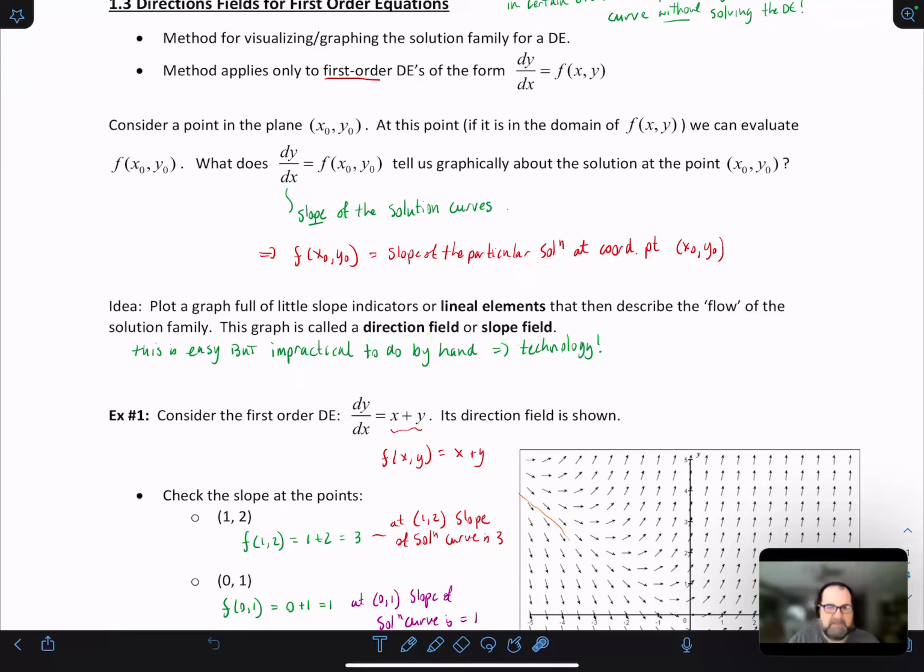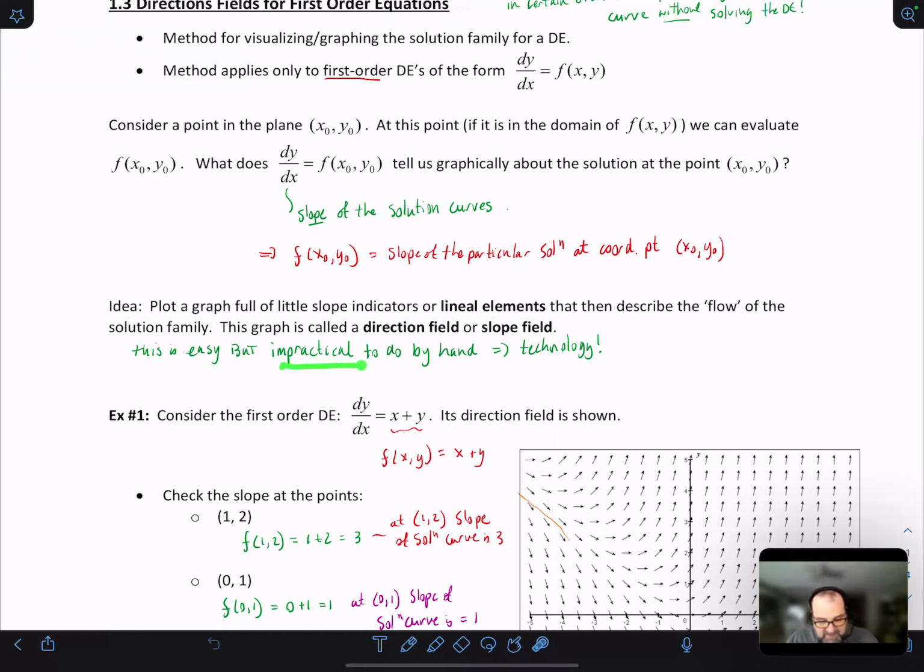The only difference between a direction field and a slope field is that in a direction field, we have little arrows on the end of our slope indicators to indicate a direction of travel. In a slope field, you do not. They would just be little line segments. Practically speaking, there's no real difference. Again, the concept here is quite easy. The work is quite easy.